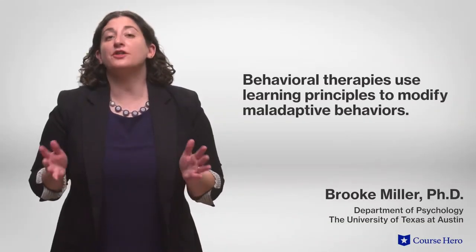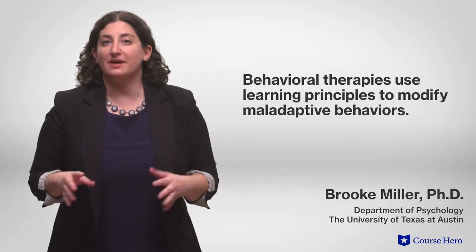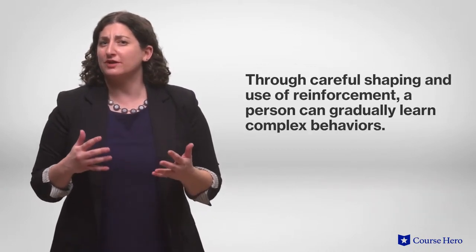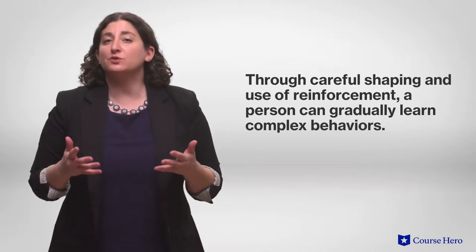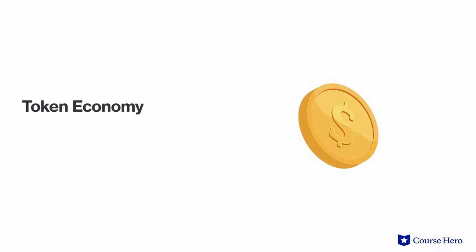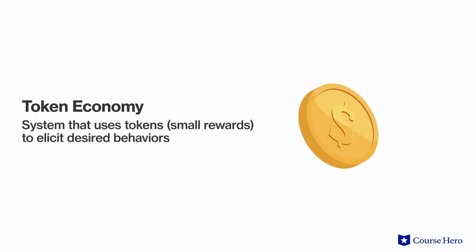Focusing on the origin of psychological problems, behavioral therapy used learning principles to modify maladaptive behaviors. The idea is that through careful shaping and use of reinforcement, a person can gradually learn complex behaviors. For example, some clients use a token economy, a system that uses tokens to increase desired behaviors in children.